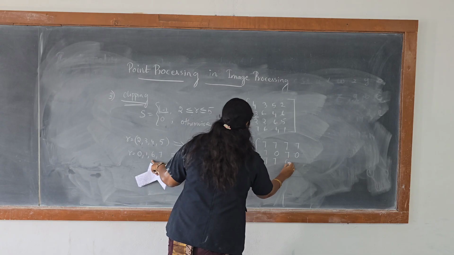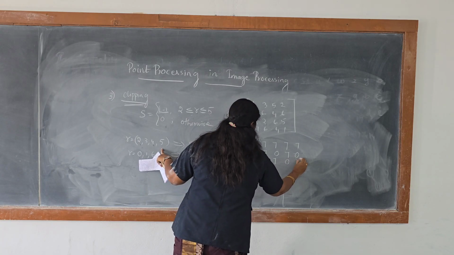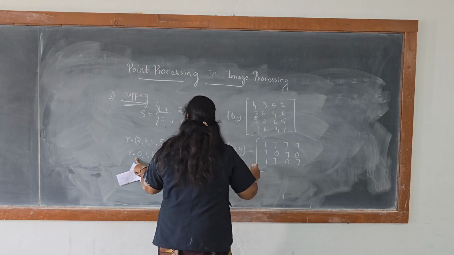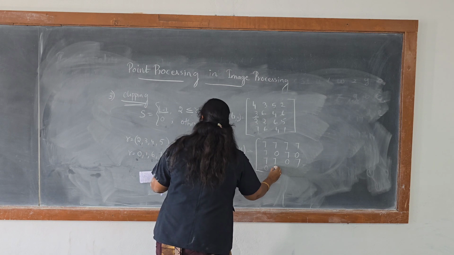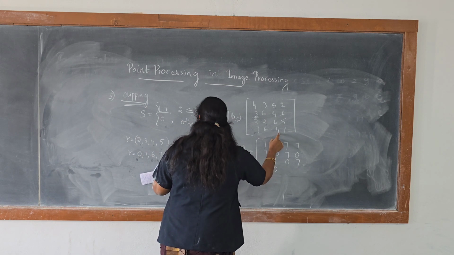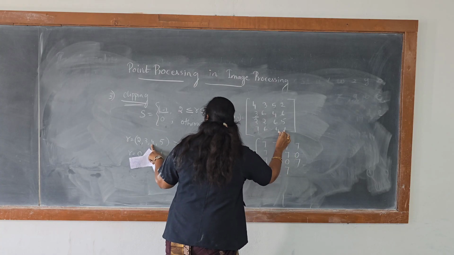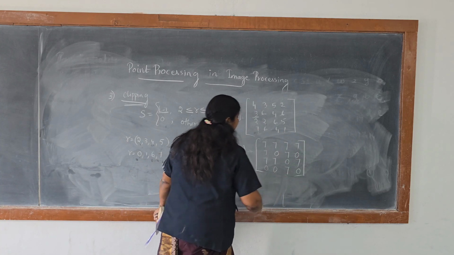6 is out of the range, so 0. And 5 is in the range, so write 7 here. And in the last row, 7 is out of the range, so 0. And 6 is out of the range, 0. Then 4 is in between the range, so 7. 1 is out of the range, so write 0.